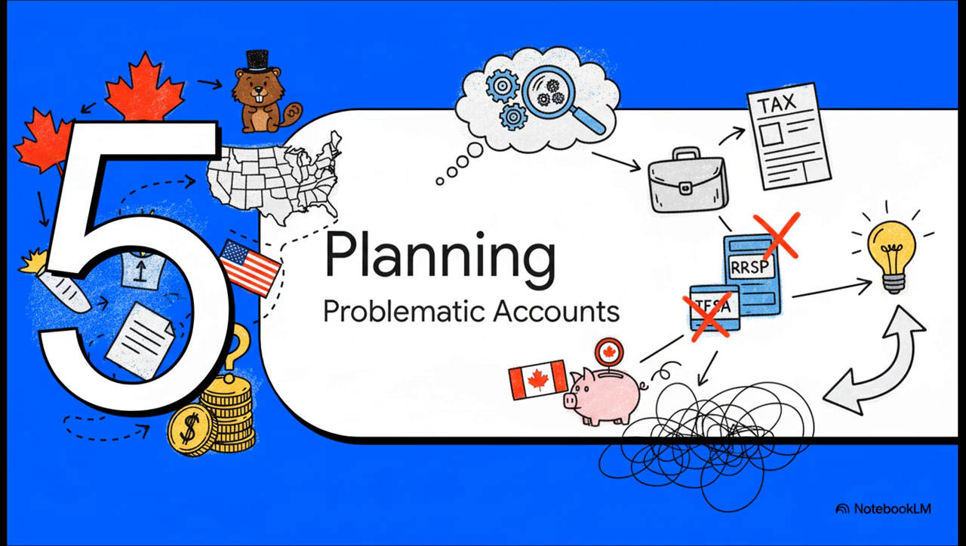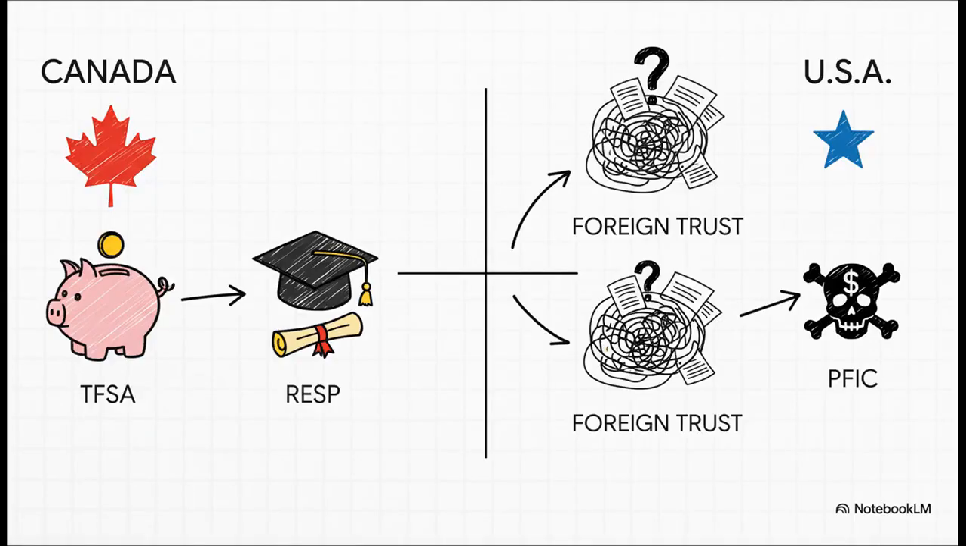I want to highlight some very common Canadian accounts that can create completely unexpected problems for U.S. persons, and talk about the general path forward. You see, many of the absolute cornerstones of Canadian financial planning become compliance nightmares for U.S. tax filers. Take the tax-free savings account, the TFSA. The IRS doesn't see it as tax-free. They view it as a foreign trust, which triggers incredibly complex and expensive annual filing requirements.